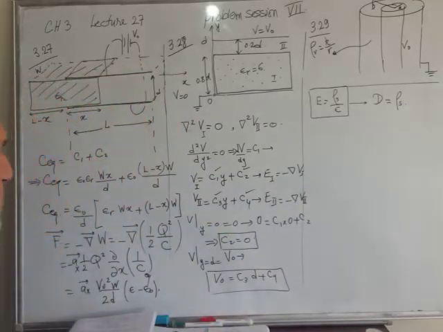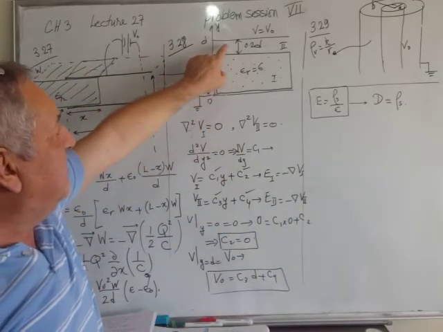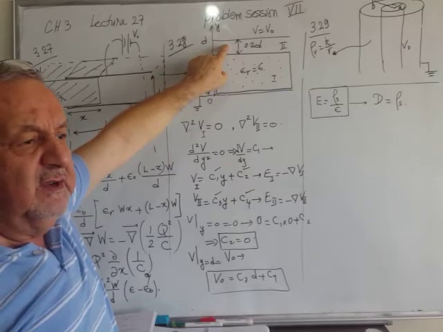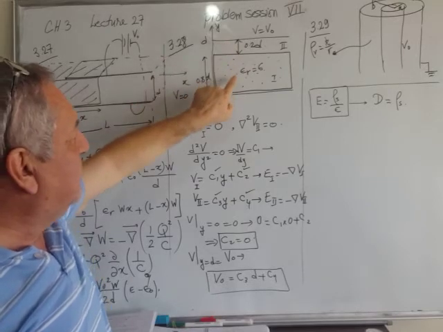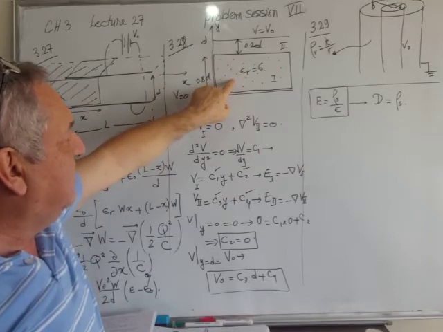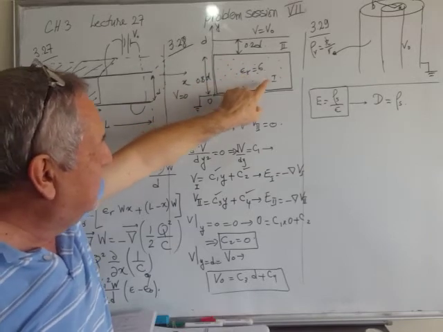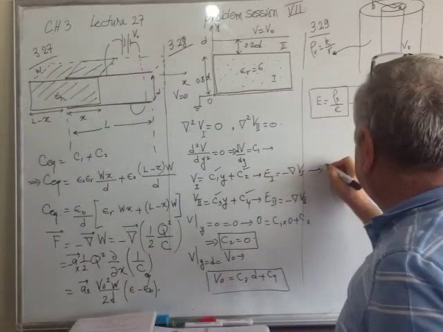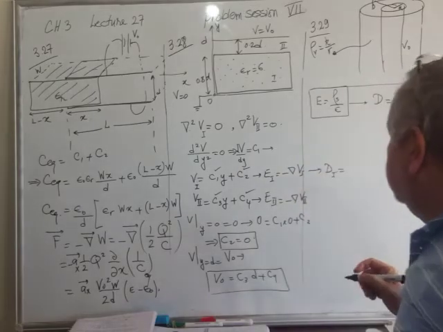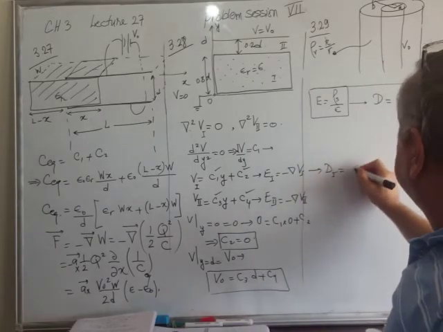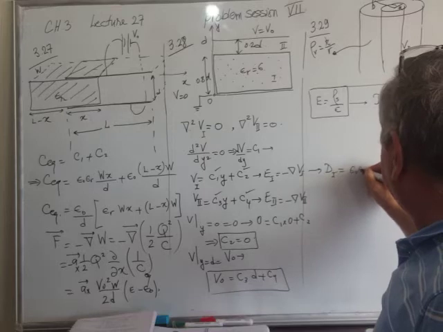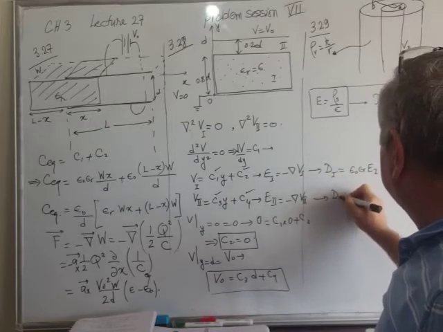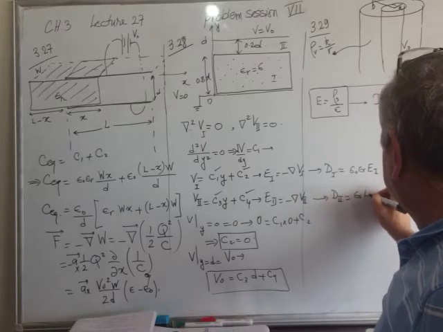Having found the fields in 1 and 2, you multiply the field here by epsilon 0, right? To find what? To find D. And you multiply the electric field here by epsilon 0, epsilon r to find D in 2. So from this you can find D in 1. What is D in 1? It is epsilon 0, epsilon r times E1. And this one, D in 2, is epsilon 0, E in 2.